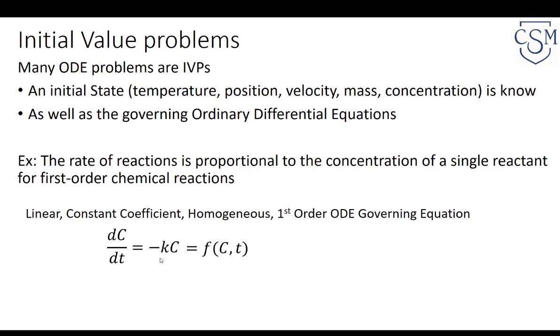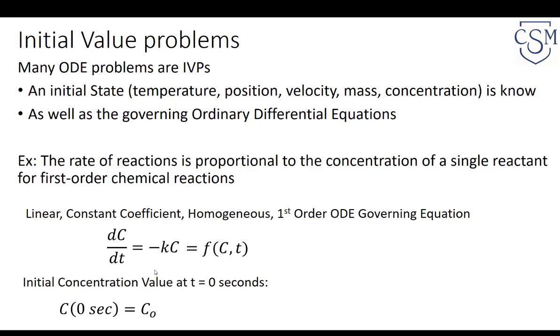Oftentimes we say this function is given with respect to C and t. The function of this derivative is negative k times the concentration. We might know this initial concentration at t equals 0 seconds. That is the concentration before we start the reaction. We'll call that C naught. What we'd like to solve for is the concentration at a given time, a time greater than t of 0 seconds.